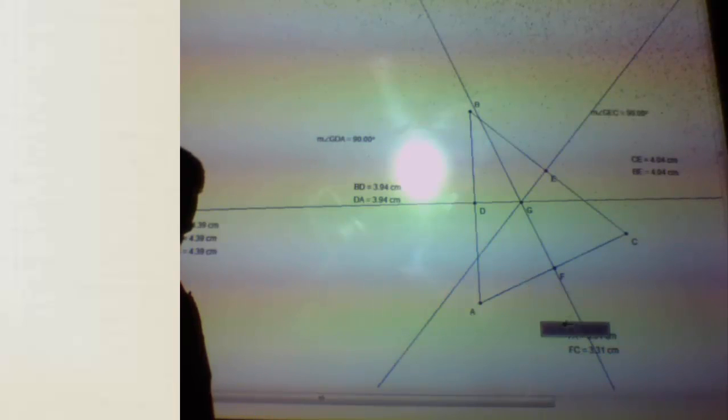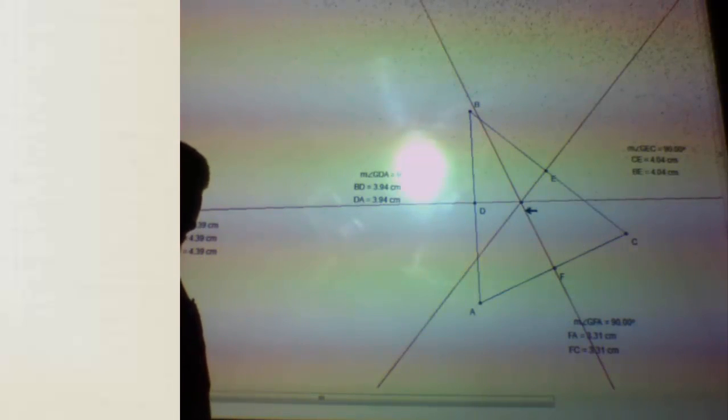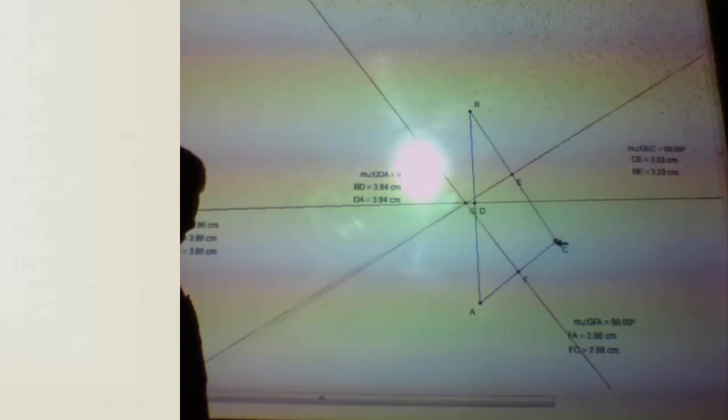Now if I look here, all the angles that these perpendicular lines intersect at are perpendicular. So in this case, all the red lines here are perpendicular bisectors. This one, line EG, is a perpendicular bisector of this side over here. Line GF is a perpendicular bisector of this side, and so on and so forth. They will always intersect here. No matter where I move it, they will always intersect.